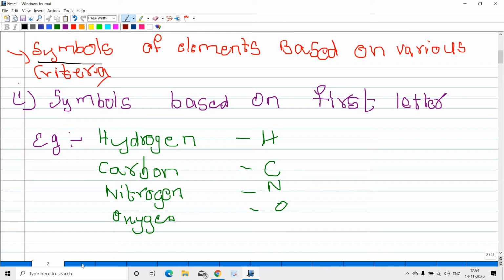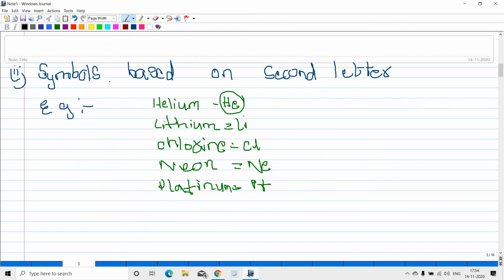Coming to the second one, symbols based on the second letter: helium, lithium, chlorine, neon, platinum. These elements have two letters in writing their symbols, and the first letter is capital and the second letter is small. Helium, lithium, chlorine, neon, platinum are examples of symbols based on the second letter.